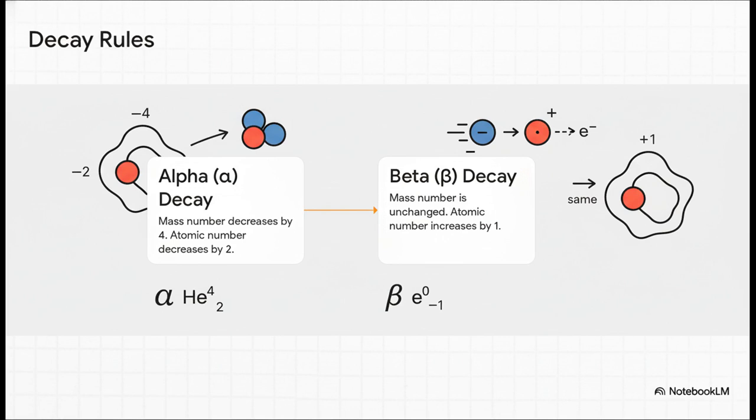Easy. For beta decay, a neutron turns into a proton and spits out an electron. Since a neutron and a proton have basically the same mass, the top number doesn't change at all. But you've just gained a proton, so the bottom number has to go up by 1.